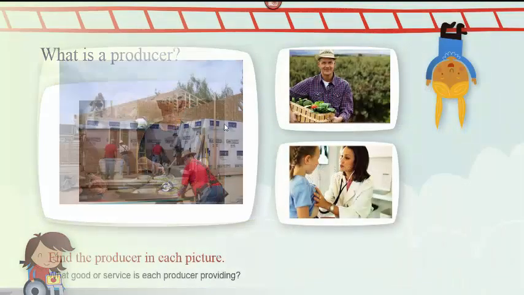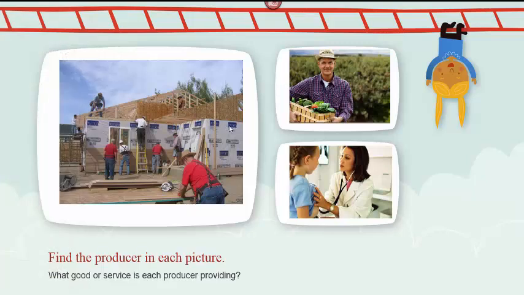Let's take a look at some more producers. Let's look at the first really big picture with all kinds of people building what looks like a house. Who are the producers in that picture? That's right, all of the construction workers. Go ahead and count how many producers you see. That picture has a whole lot of producers. See if you can count how many there are. I counted 9. How many did you count?